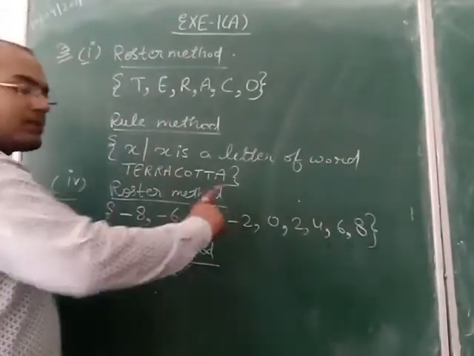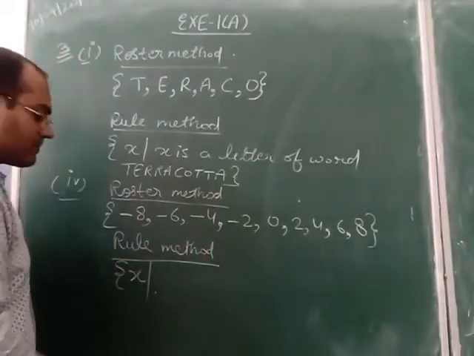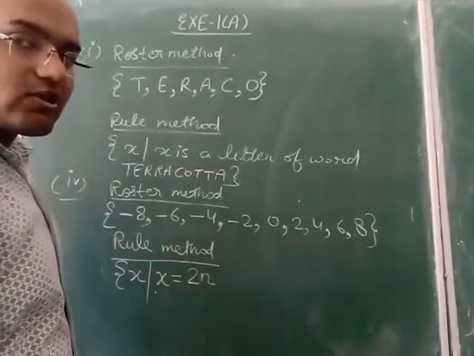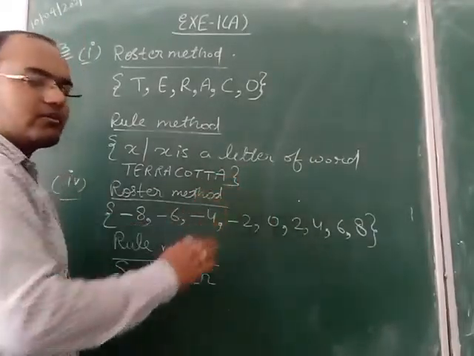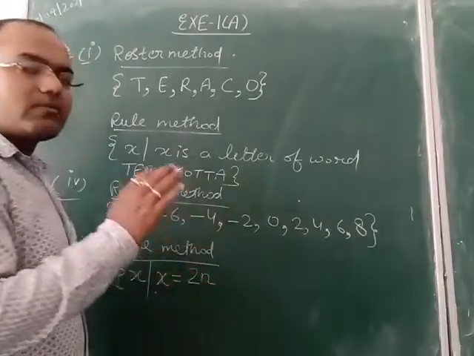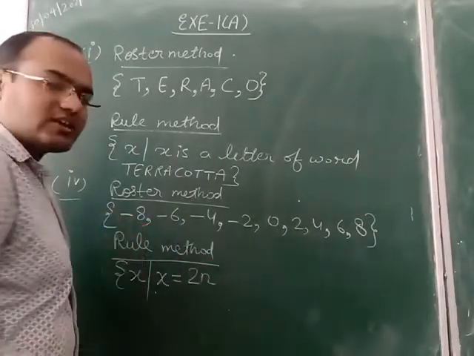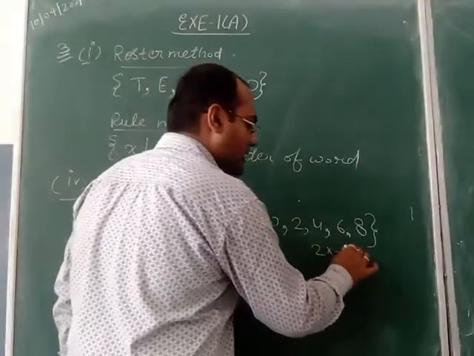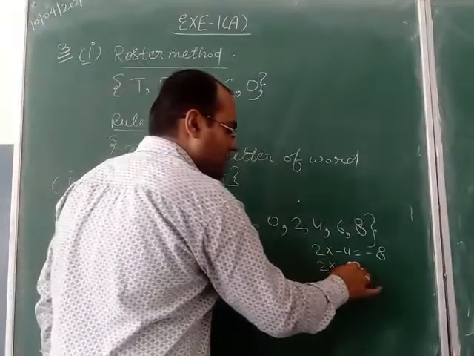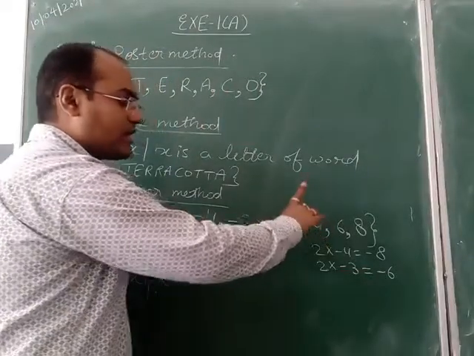So these numbers are all coming in the table of 2. So what you have to do at the beginning is write x such that, and make a formula, x is equal to 2n. Why are we writing x is equal to 2n? Because these numbers are all coming in the table of 2. So table of 2 means x is equal to 2n. If there were numbers in the table of 3, then you would write x is equal to 3n. Now this is -8. -8 means 2 multiplied by -4, then only we will get -8. -6 means 2 multiplied by -3, then only we will get -6. Similarly we will check for all the elements.